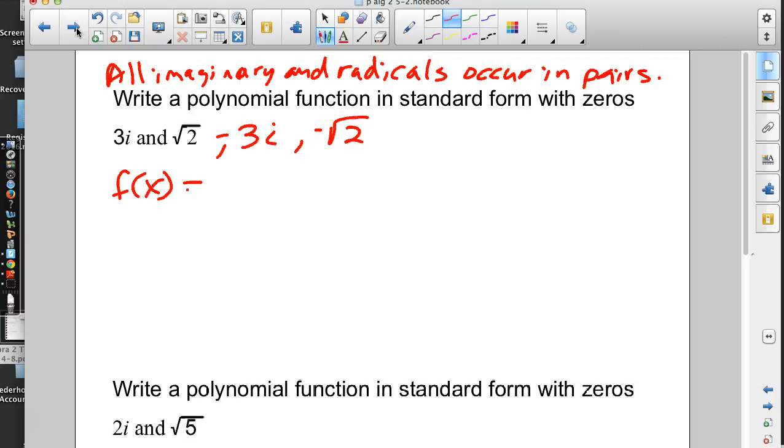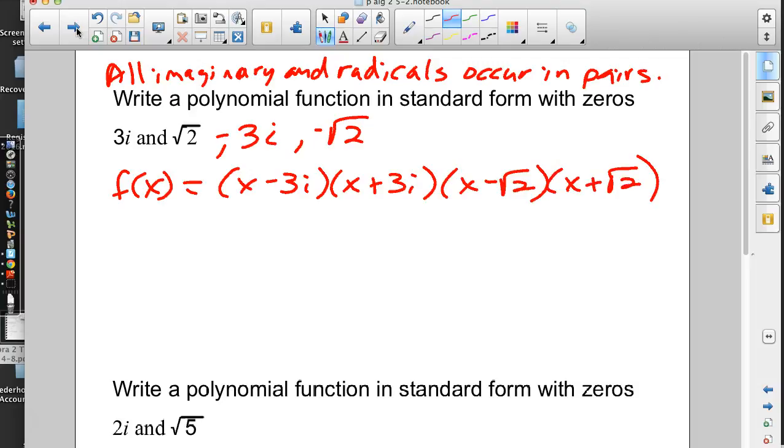So when we write our f of x, this is going to look pretty weird. x minus 3i, x plus 3i, x minus the square root of 2, and x plus the square root of 2. Oh, that just looks exhausting. It's actually easier than what we just did. If you group these together right, they get easier immediately. Now, if you're looking at that thinking, well, how do I know how to group this? You know how to group it.